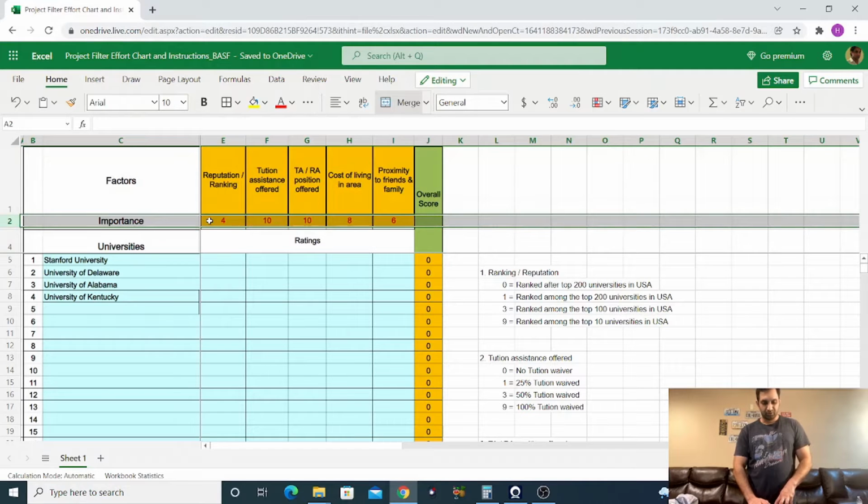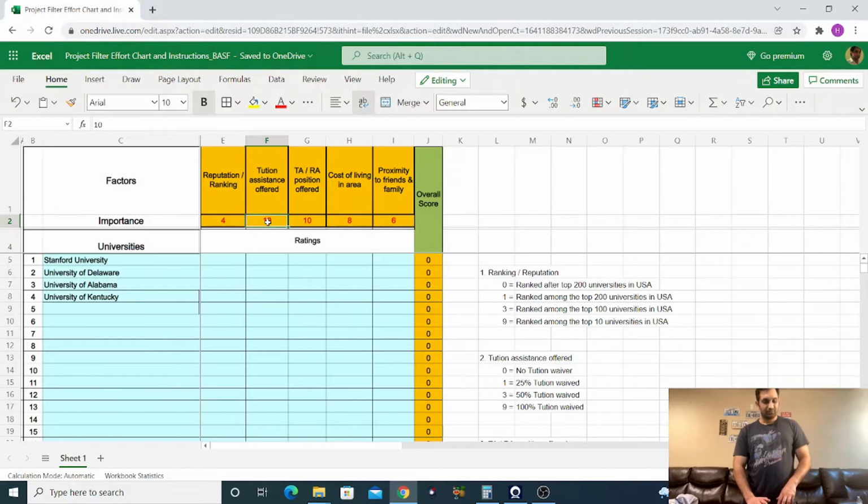And then on the second row, I have the importance that each of these factors have for me. And these may be different for you. So, for example, the first factor I have is the reputation or the ranking of the university among the other universities in the US. The second factor I have is tuition assistance being offered or not.